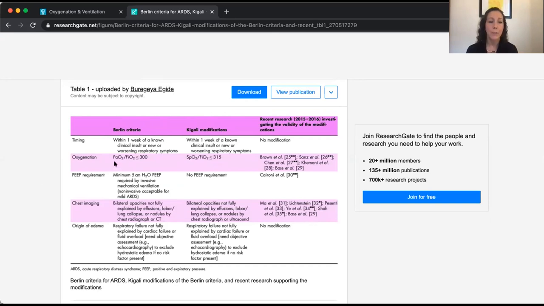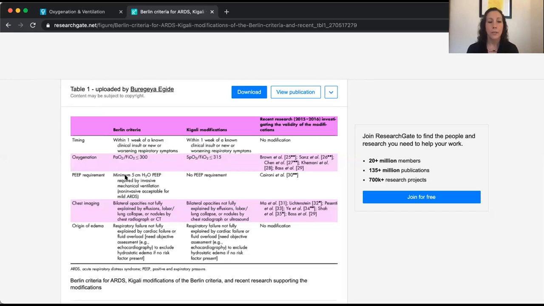Oxygenation. Remember to define the mild, moderate, and severe ARDS, you use the P to F ratio, which Dr. Pollan pointed out. So less than 300 is ARDS. Remember that's mild, and then you go into moderate, and then you go into severe. What the Kigali modification does is it uses pulse oximetry, SpO2 to FiO2 ratio. And if that's less than 315, you can say that you have an impact on oxygenation.